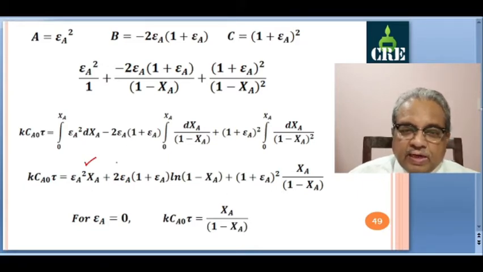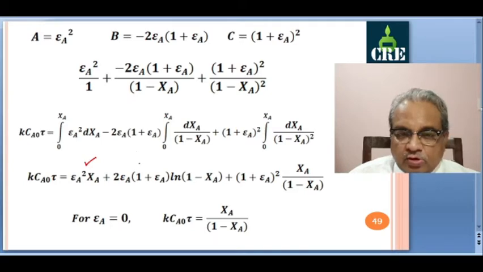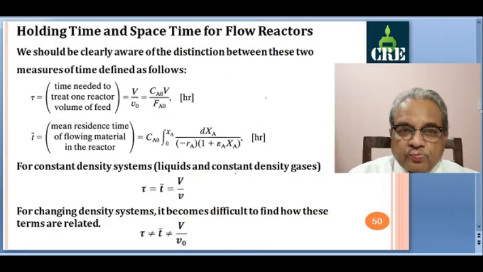This is for any epsilon, second order reaction. If you substitute epsilon equal to 0, this term becomes 0, this term becomes 0, and this is 0. So 1 into XA by (1 minus XA). So we get the same expression as second order form: k CA0 tau is equal to XA upon (1 minus XA). It is same as k CA0 t is equal to XA by (1 minus XA) for epsilon A equal to 0.